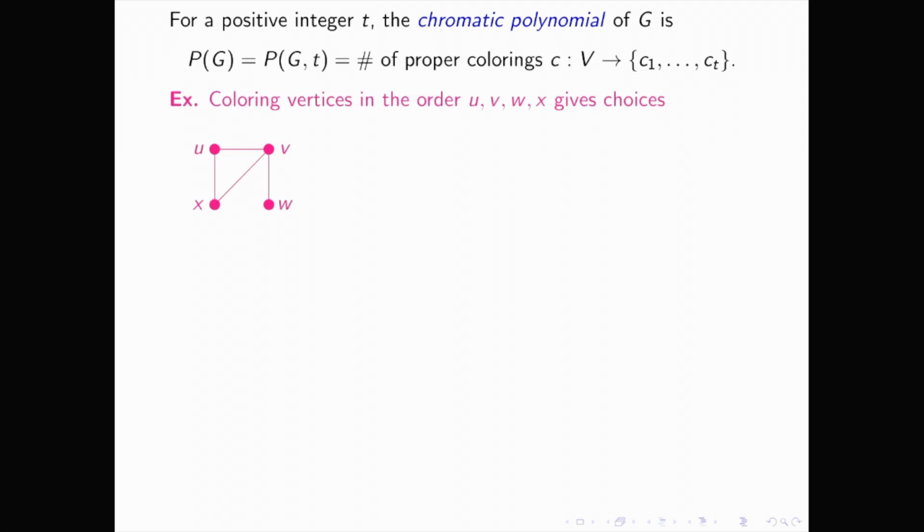Now, this example is simple enough that we can just go around and color the vertices in order. So I'm going to start in the upper left-hand corner with U and then just start coloring around the graph: U, V, W, X. How many choices do we have to color the vertex U? Well, I claim there are T choices. Why are there T choices? Well, think about it. I've got T colors.